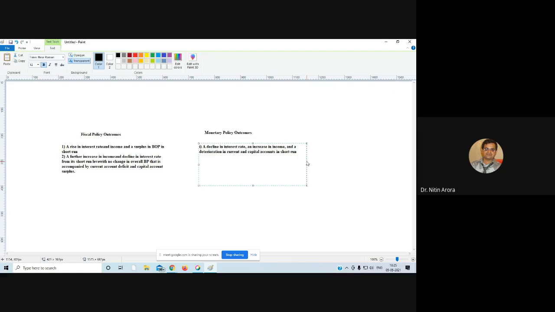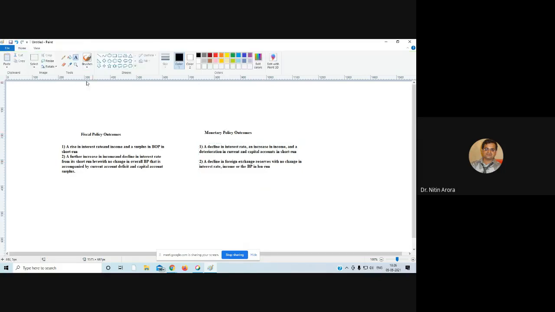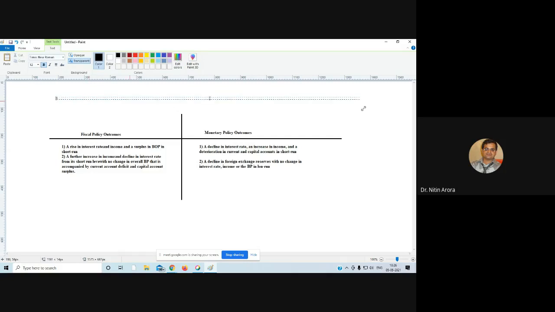Okay. Number two was a decline in foreign exchange reserves with no change in interest rate, income, or the BP in long run. And obviously now we can conclude on the basis of this comparison which policy is better in such type of system, because you are the policy manager and you have to decide which policy to exercise in India. On the basis of these outcomes, you can decide which policy you have to exercise, right?